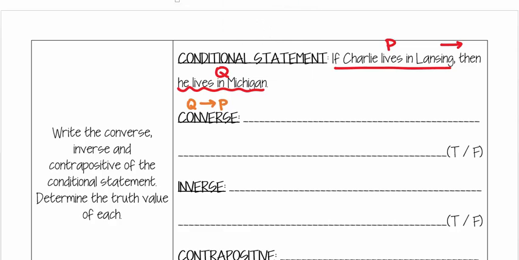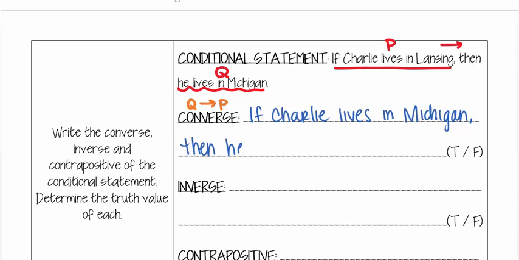So all I have to do is switch these around. The converse would say, if Charlie lives in Michigan, then he lives in Lansing. Now, is that true? If somebody lives in Michigan, do they have to live in Lansing? Definitely false, because most of you live in Michigan, but do not live in Lansing. There's our counterexample.